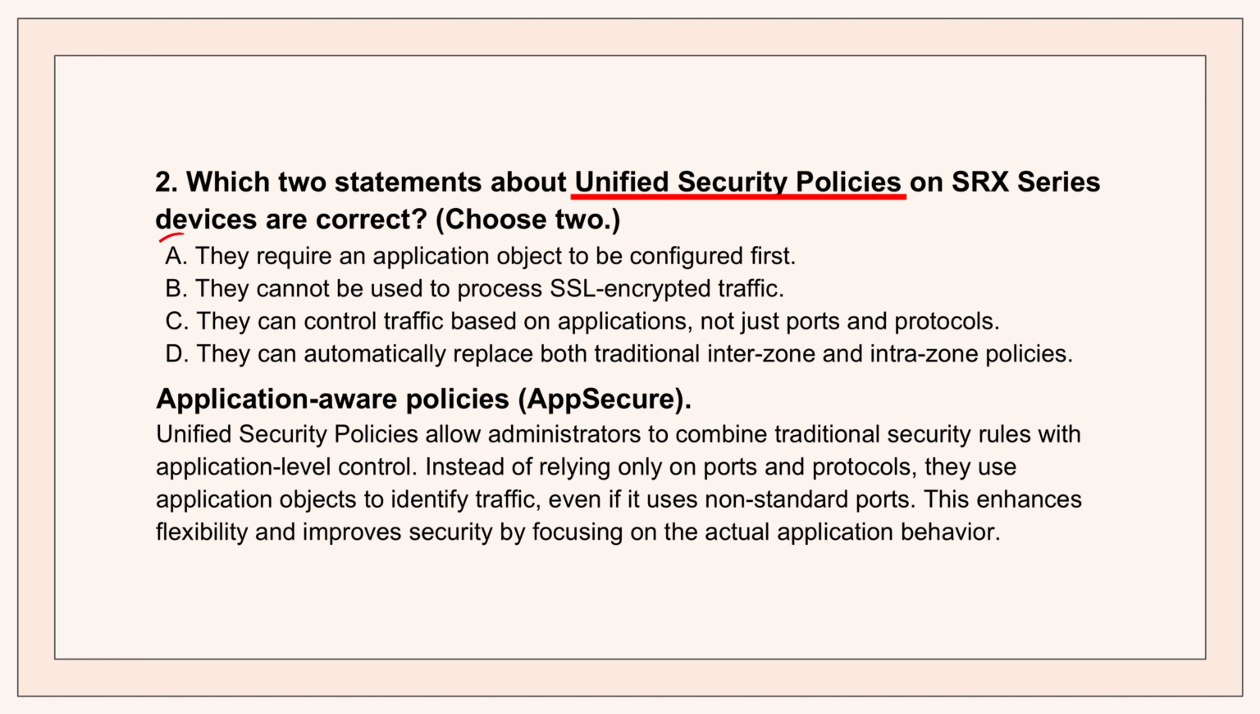Exactly. This is where it gets really interesting. The shift from simply looking at a port number to actually identifying the application itself provides a much deeper level of control. It's about understanding the content and context of the traffic, not just its delivery mechanism. Now, while the policy itself doesn't decrypt SSL traffic to inspect its content, it can identify the application even if it's using an encrypted connection, thanks to AppSecure's intelligence.